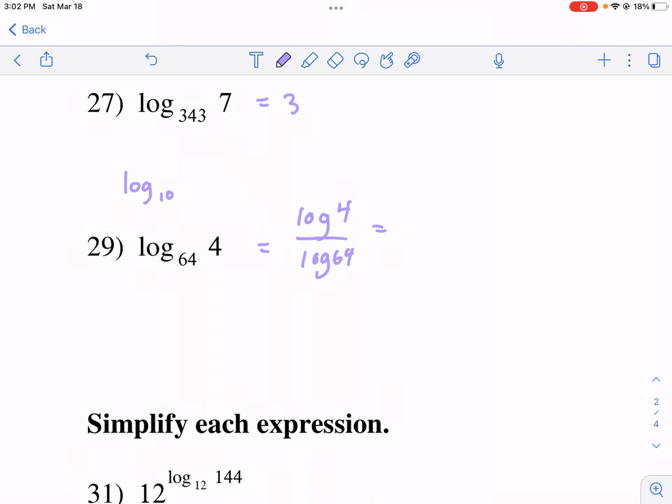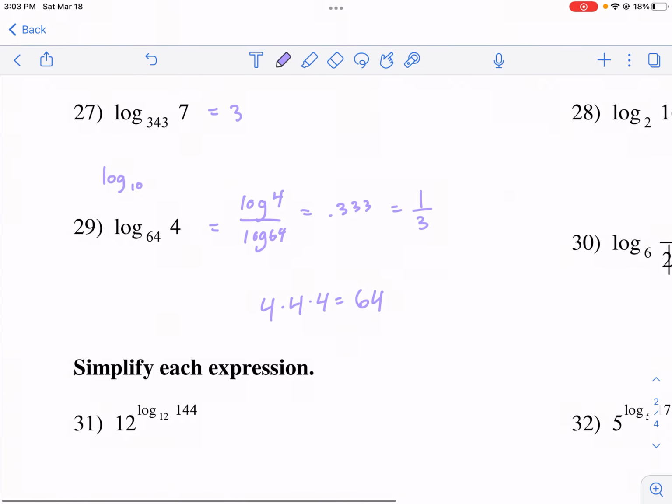Okay, and that would give us 0.3333. So that's going to be 1 over 3, 1/3. So if I take the cube root of, I should have been able to do that in my head, the cube root of 64, that gives me 4. 4 times itself 3 times equals 64. So going in reverse, that'd be 1/3.